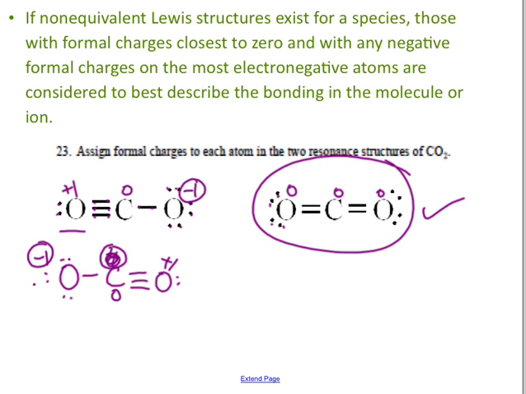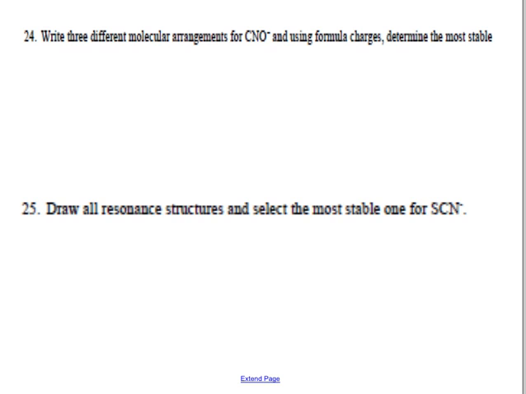Okay? So let's practice another one where we actually draw now. This will help review us for our quiz. Write 3 different molecular arrangements for CNO using formal charges. Determine the most stable. All right, needed, available, shared. We got to draw these.